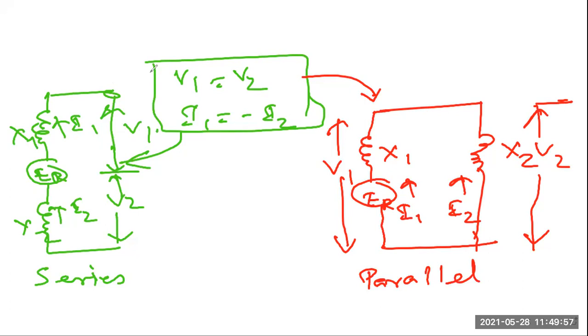Okay, so which connection will be correct, series or parallel? Parallel, sir. So this will be a parallel connection. So this connection will not be correct. This will be your correct connection. Okay, so now we will see.